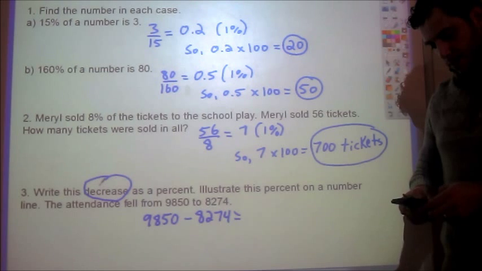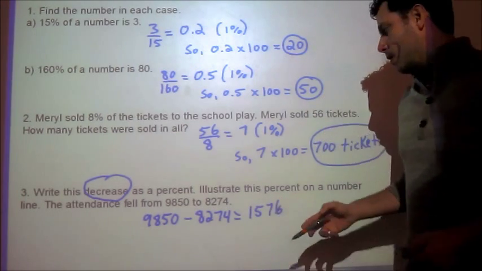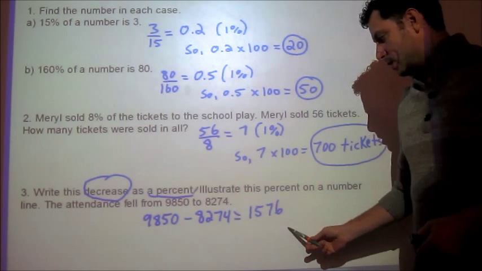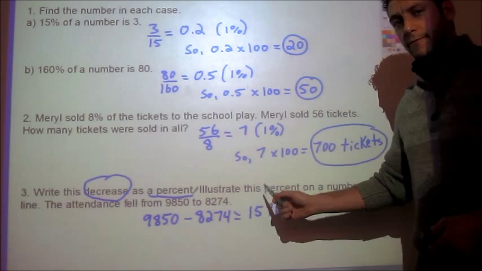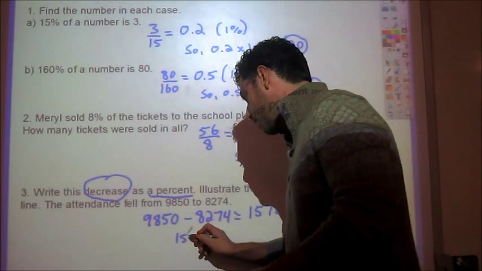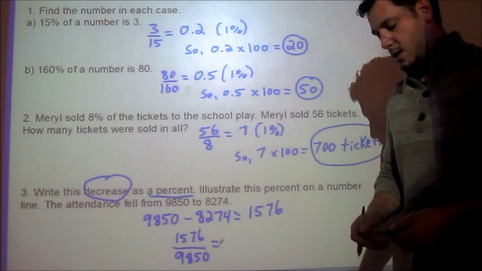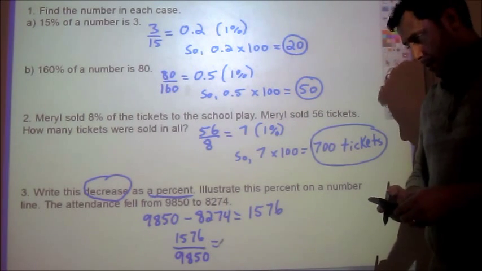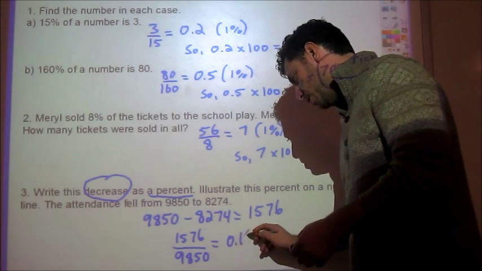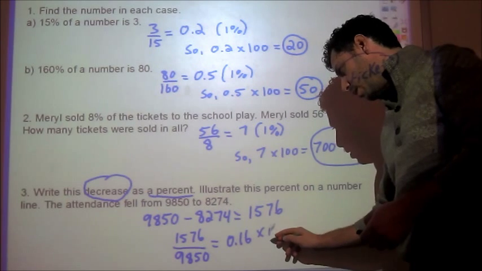So 9,850 minus 8,274 is 1,576. Now it says to write it as a percent decrease. Well, the decrease was 1,576, and it decreased this amount from the original amount. So let's put this number over the original amount and see what that is as a percent. Well, if we divided these two together, the numerator by the denominator, we'd get 0.16.